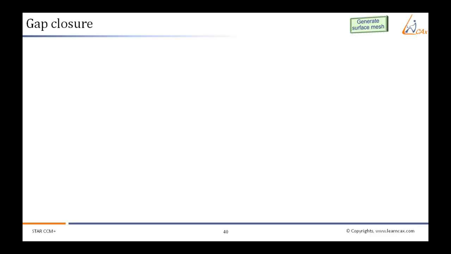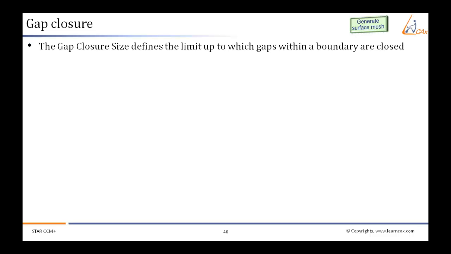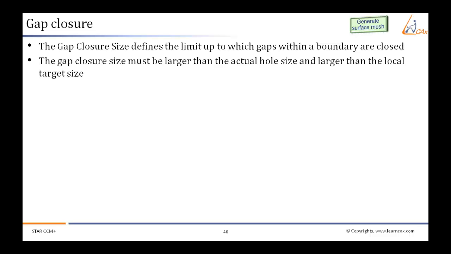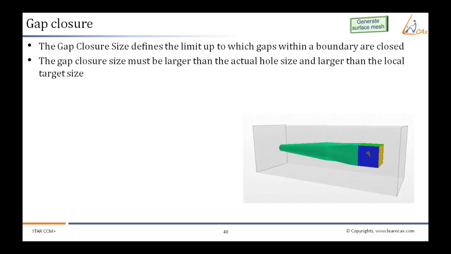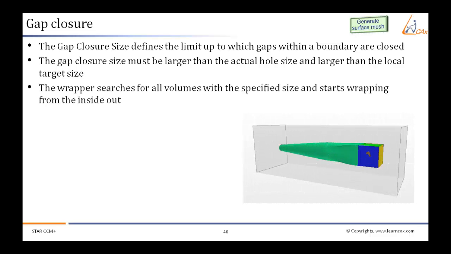The next user operation is of gap closure. The gap closure size defines the limit up to which gaps within a boundary are closed. The gap closure size must be larger than the actual hole size and larger than the local target size, or is otherwise neglected. For gaps between boundaries, the larger of these two sizes is chosen to reduce refinement requirements.